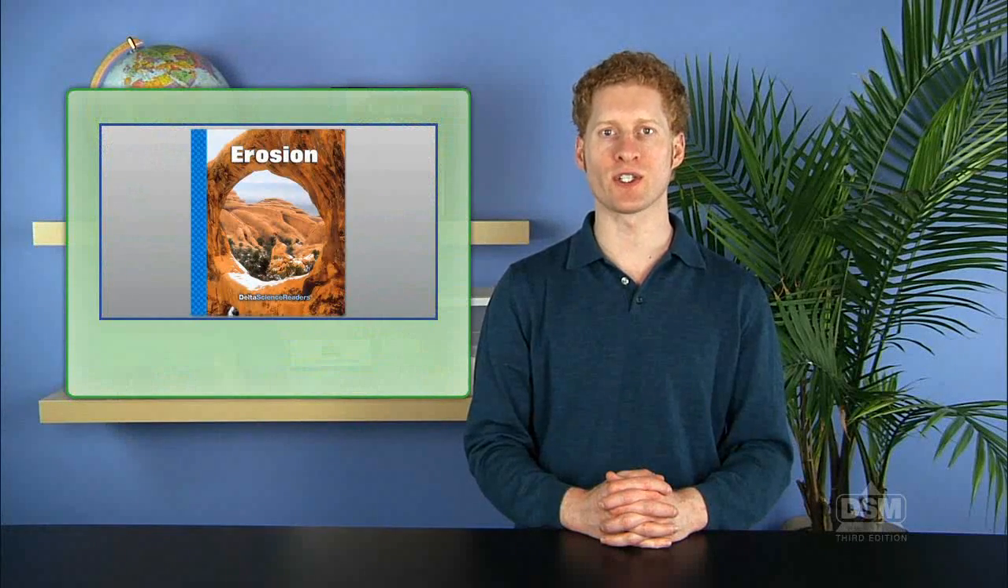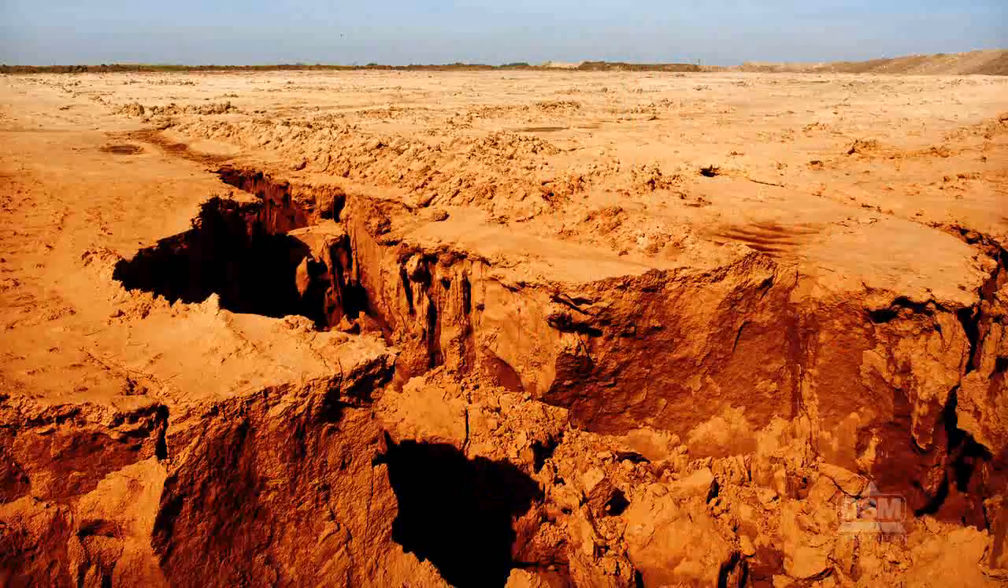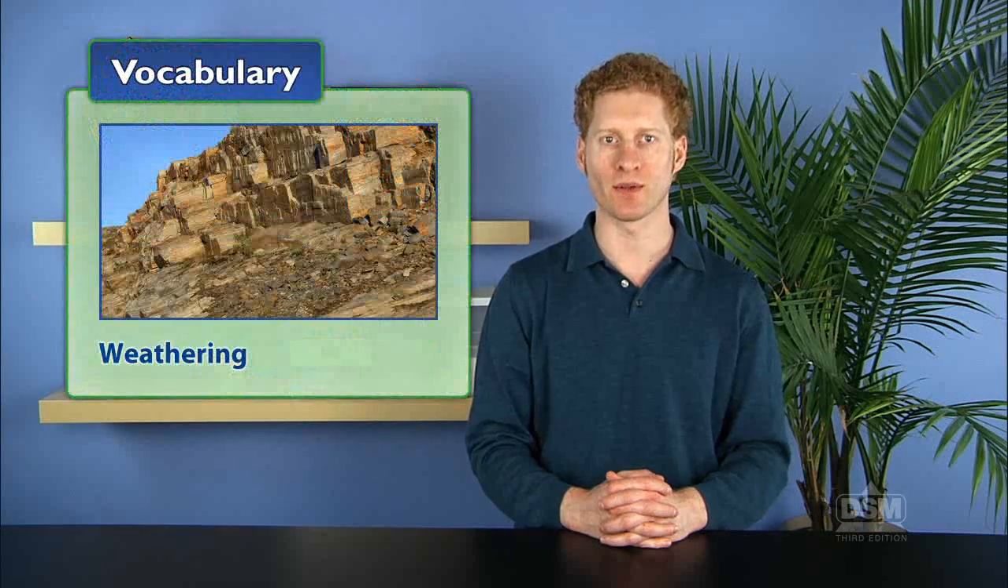In the module Erosion, students learn that Earth's surface is constantly changing. Erupting volcanoes, colliding continental plates, and evaporating bodies of water expose new surfaces, while wind, rain, vegetation, and temperature changes slowly break down these surfaces in a process called weathering.